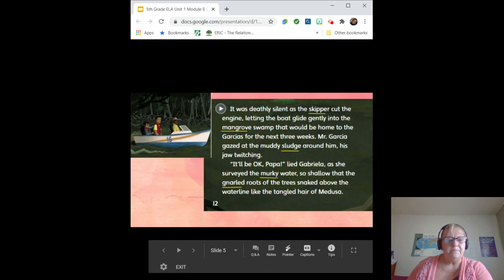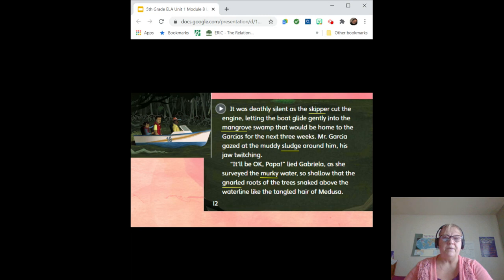So let's begin reading. We're on page 12. It was deathly silent as the skipper cut the engine, letting the boat glide gently into the mangrove swamp that would be home to the Garcias for the next 3 weeks. Mr. Garcia gazed at the muddy sludge around him, his jaw twitching. "It'll be okay, Papa," lied Gabriella as she surveyed the murky water, so shallow that the gnarled roots of the trees snaked above the waterline like the tangled hair of Medusa.